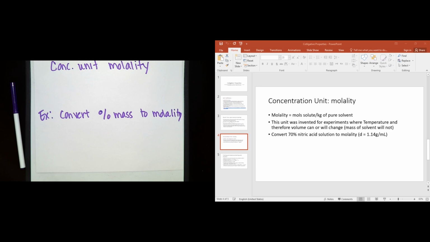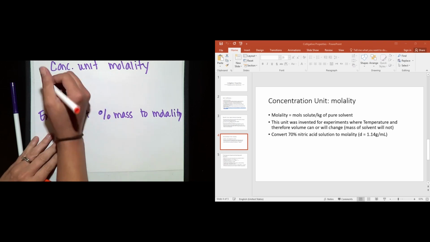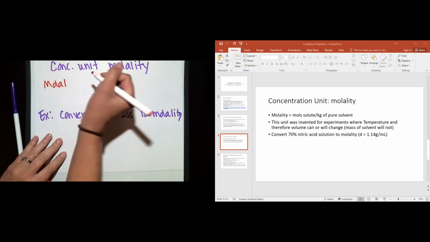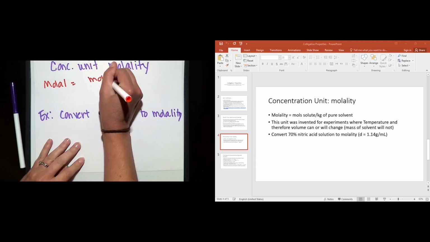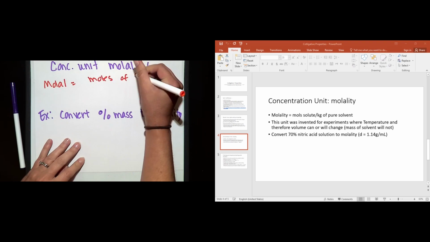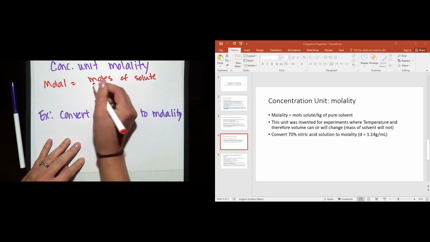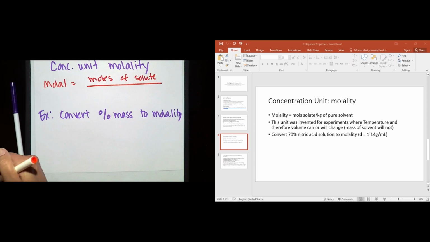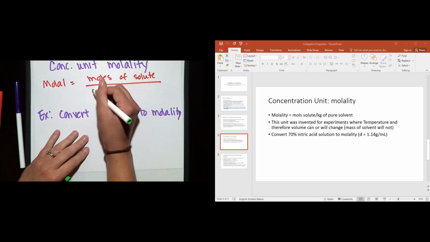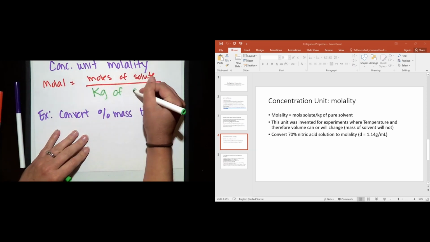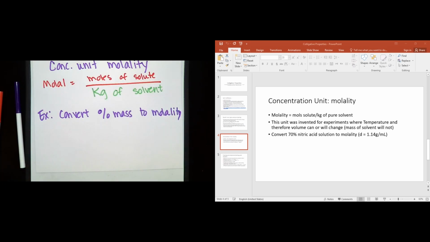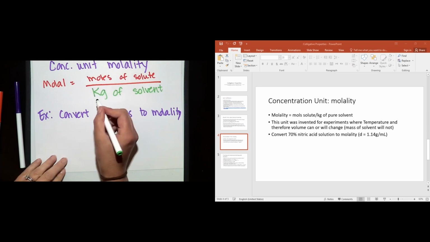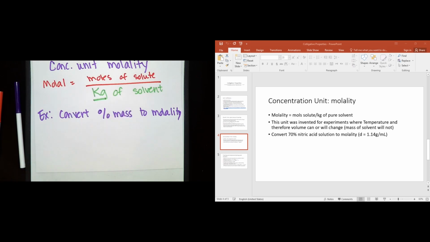Okay, so molality looks a lot like molarity, but it is a little different. Instead of molar, we say molal, and it's the moles of our solute. So the numerator is the same as molarity, but what's different is the denominator. In the denominator, I'm going to write in a different color. That's how important this is. Kilograms of your solvent. Not solution, not solute, just the solvent. And it's in kilograms, it's not liters of solution like molarity.